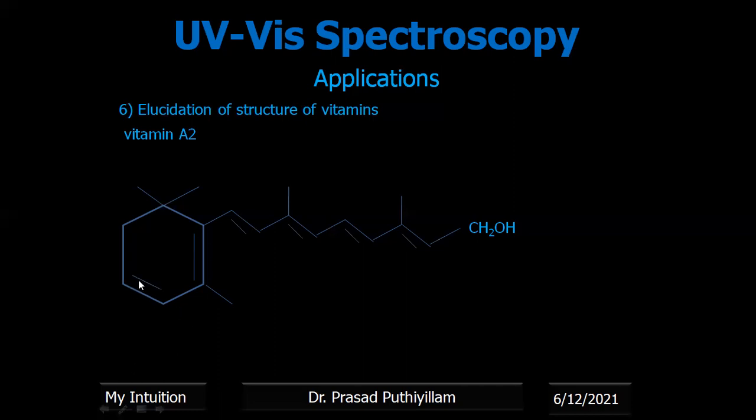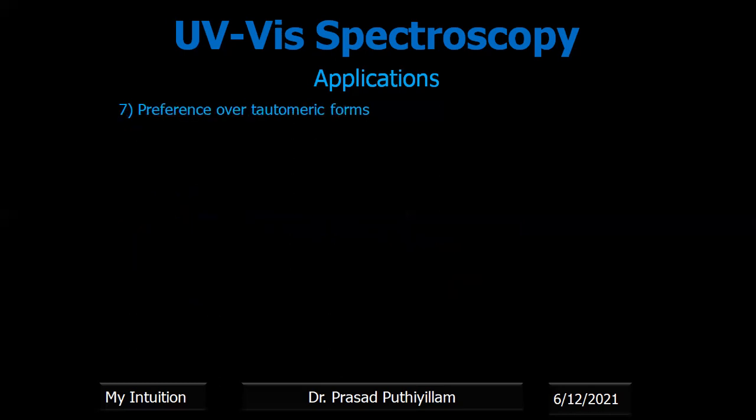So here one more double bond is added, it becomes vitamin A2, and with that extra double bond, the absorption is entirely different. It absorbs at approximately 287 nanometer, then at 351 nanometer. Two peaks are obtained for vitamin A2. Therefore, we can elucidate the structure of vitamins based on the absorption spectrum obtained.